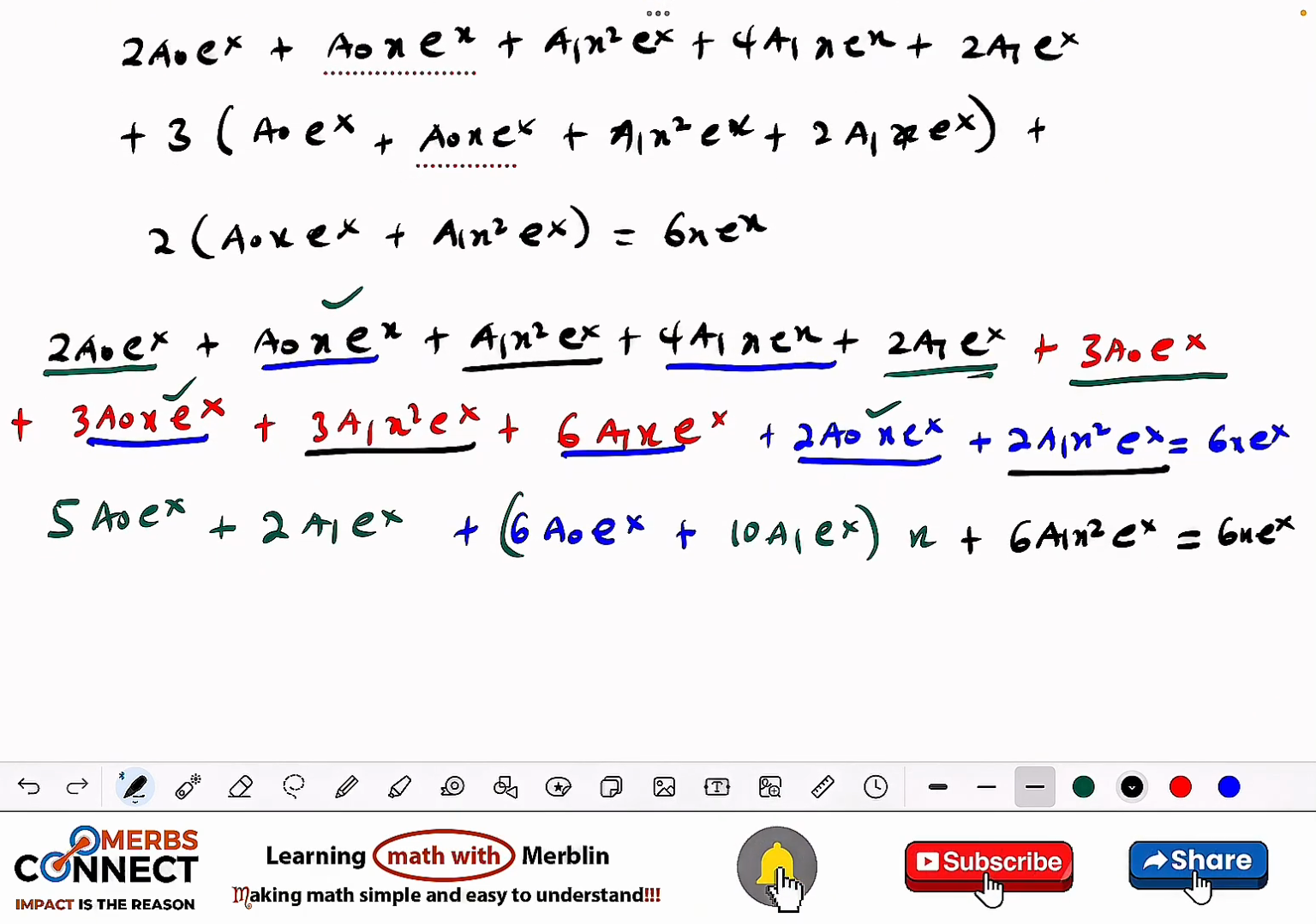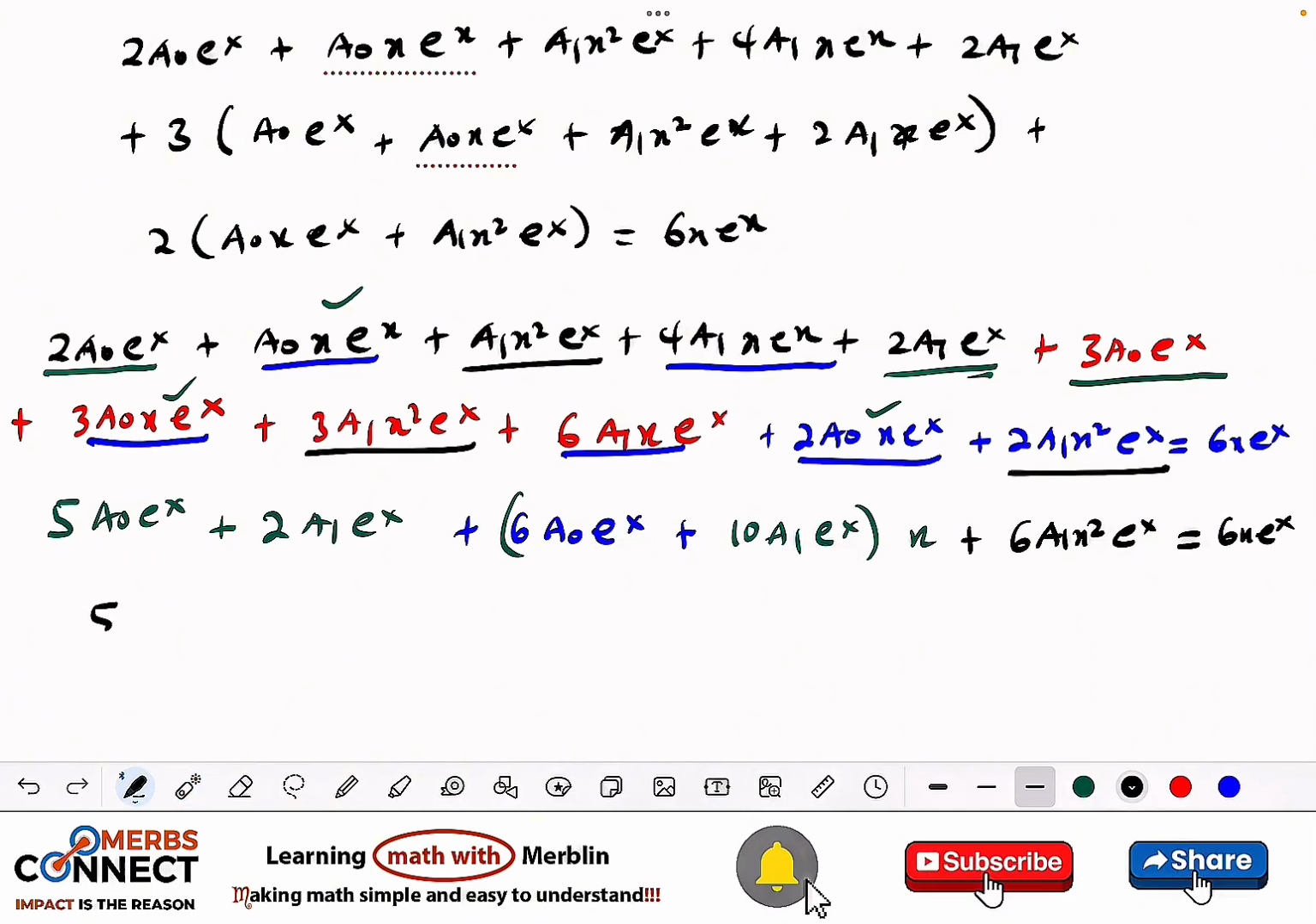Good. So now let's see what we can do from here. Since this is a polynomial function going with x and e^x, what I'm going to do is factor this e^x out here, so that we can combine it to the other side.